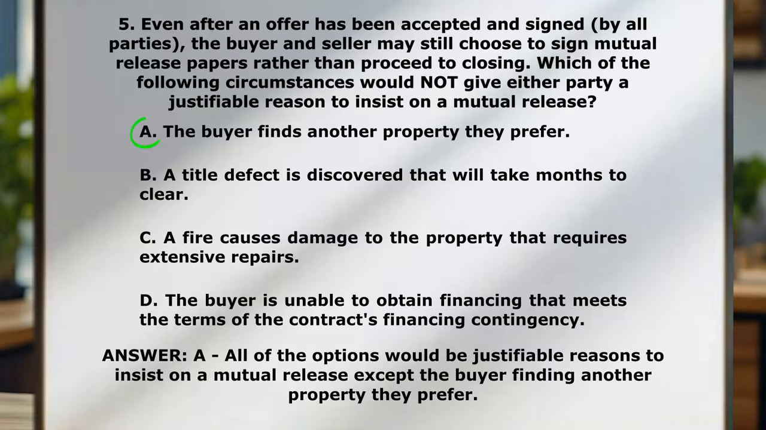The answer is A. All of the other options are justifiable reasons to insist on a mutual release, except the buyer finding another property they prefer. So just make sure with these questions that have a not, read it carefully and read the answers really carefully. Take your time on these ones because these are easy ones to miss just because you misunderstood the question.